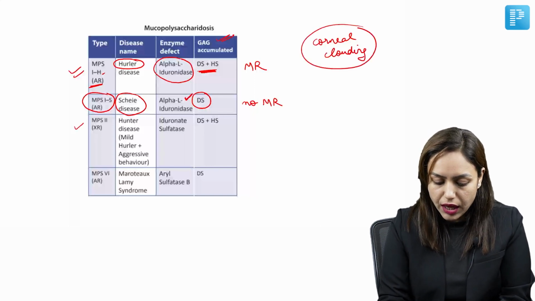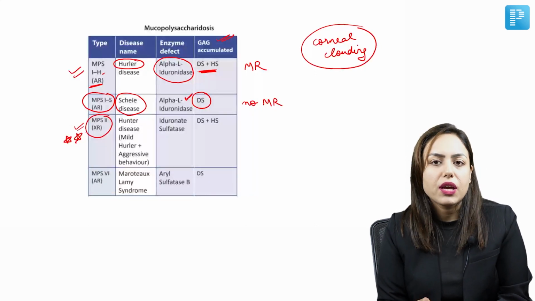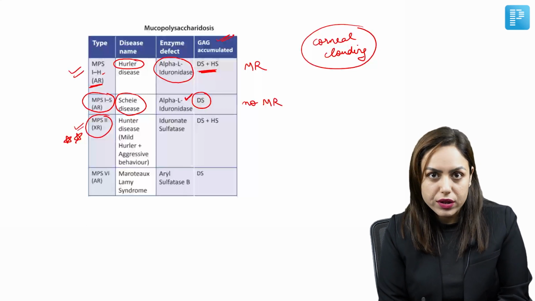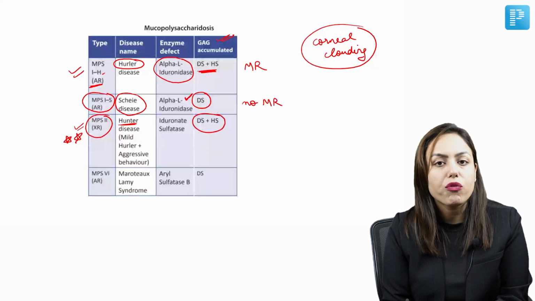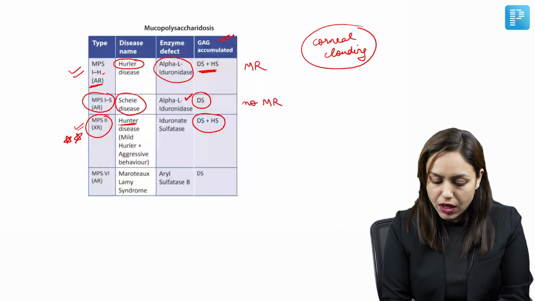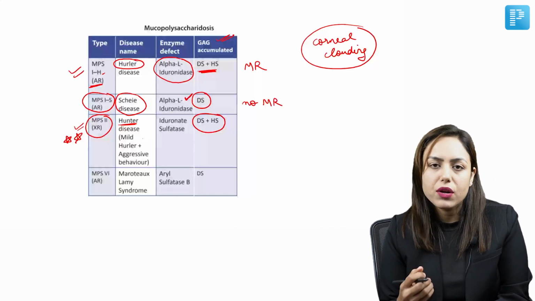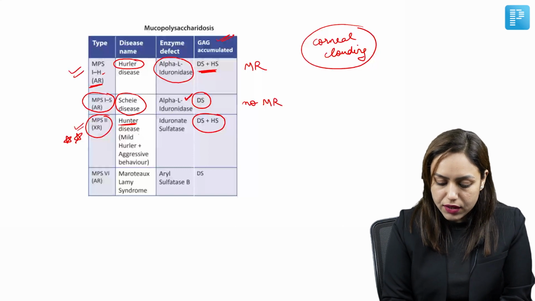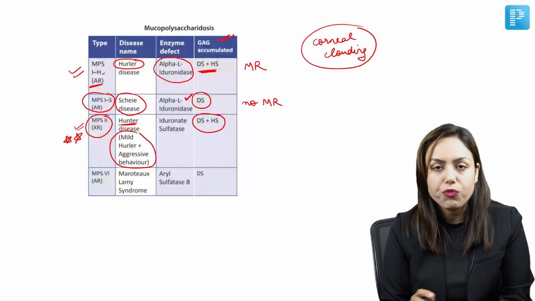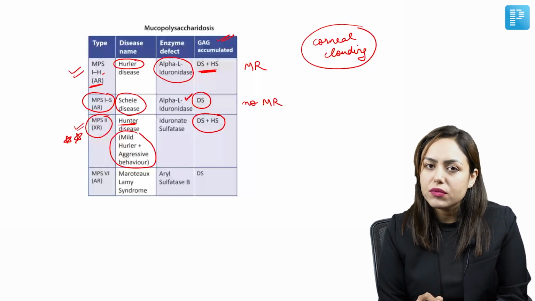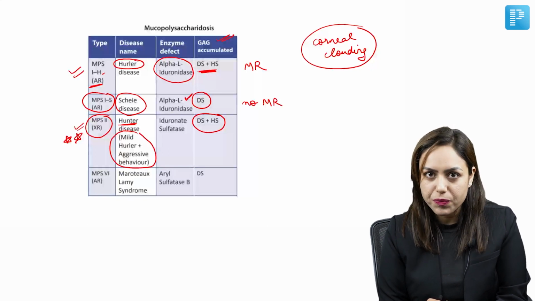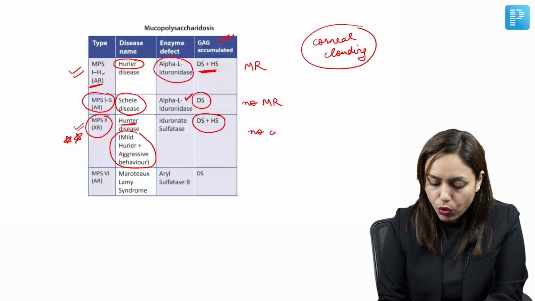Now, the next is MPS type 2. This is X-linked recessive. There are many features in Hunter's disease which are different from the other ones. So, Hunter disease is also having accumulation of DS, dermatan sulfate, and HS. So, clinical features are quite similar to Hurler disease. And it is known as mild Hurler plus aggressive behavior. So the clinical features are milder in Hunter disease and the behavior of the child is more aggressive here, right? And there is no corneal clouding.